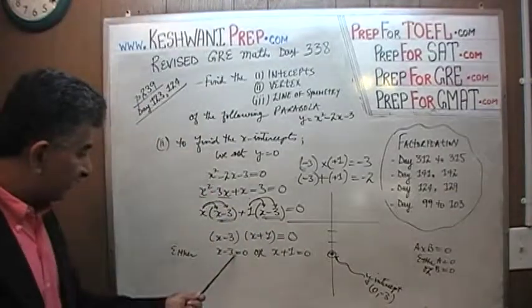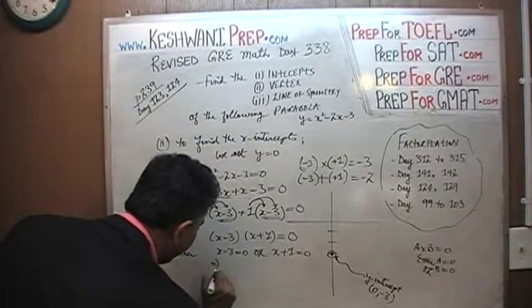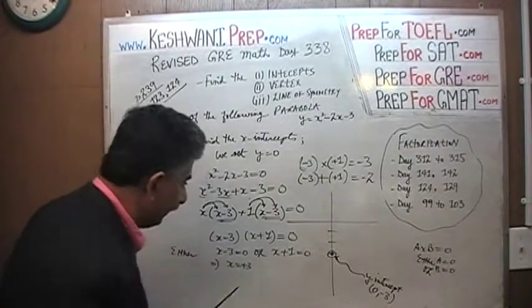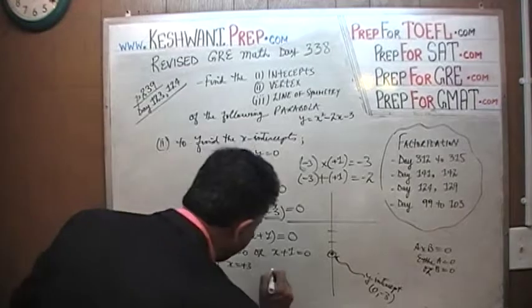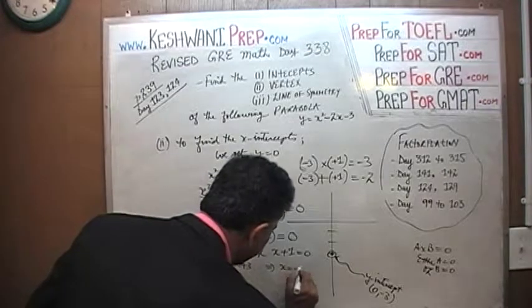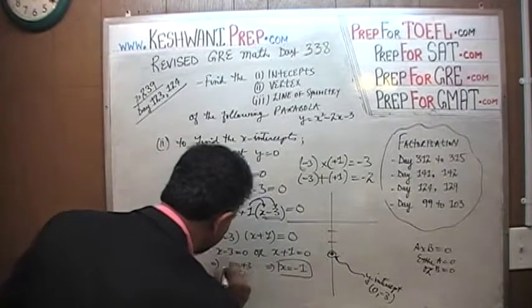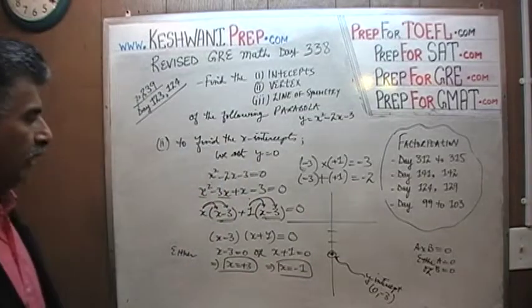So if x minus 3 is equal to 0, that implies that x must be positive 3. If x plus 1 is equal to 0, that implies that x must be negative 1. There you go, we found our 2 intercepts, positive 3 and negative 1.